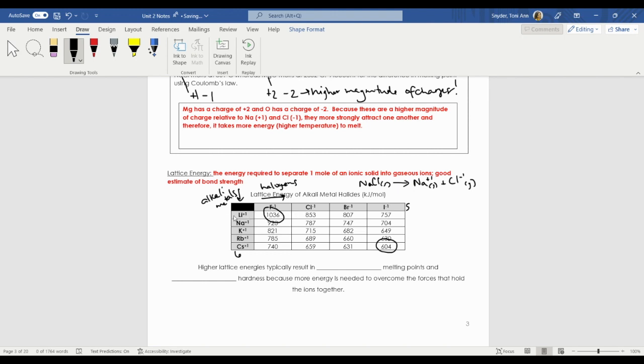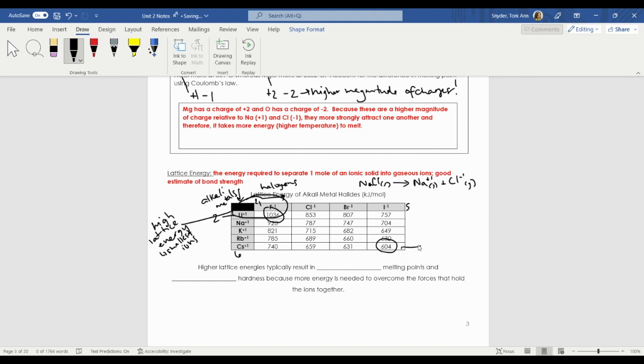Lithium and fluorine both have only 2 shells that surround their nucleus. Lithium and fluoride could get so much closer to one another because of that. And because they get close to one another, it's much more difficult to separate those ions. So this right here, lithium and fluorine, these have a very high lattice energy. And that's because these have the smallest ions.